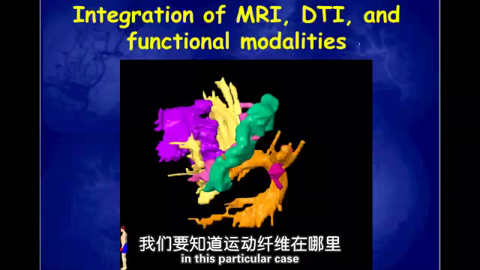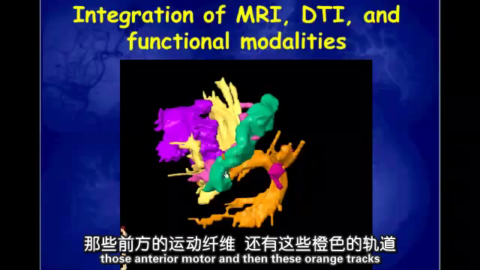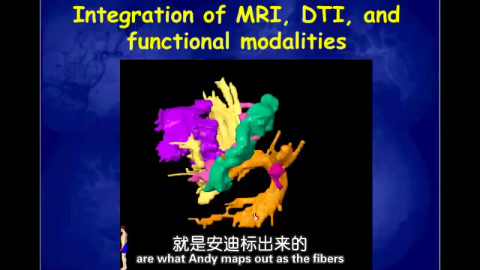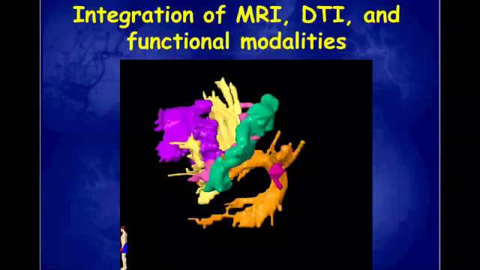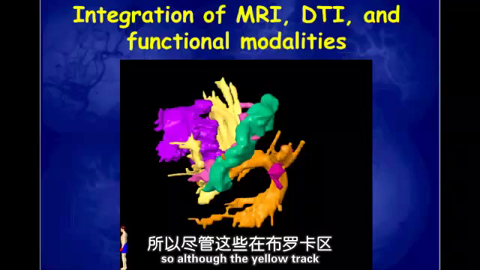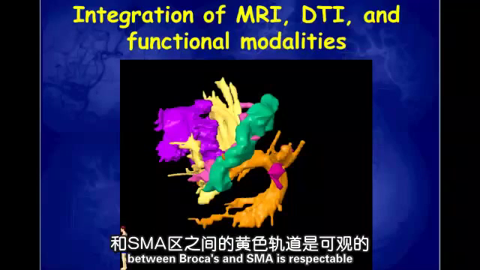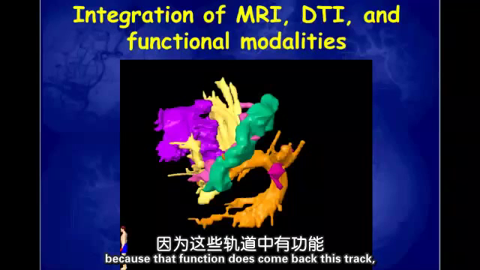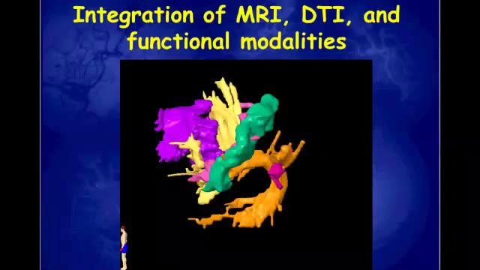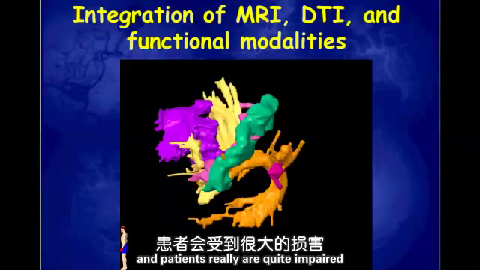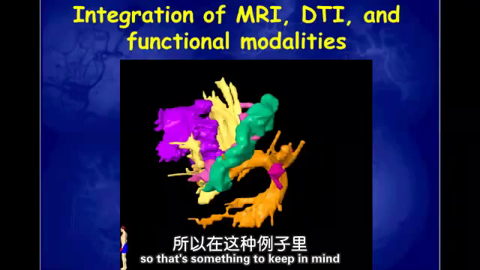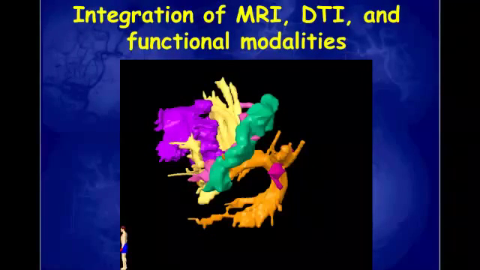In this particular case, it was anterior to motor, and then these orange tracks are what Andy maps out as the fibers between Broca's and Wernicke's. So although the yellow track between Broca's and SMA is resectable because that function does come back, the orange track between Wernicke's and Broca's, if you resect that, you get a global aphasia, and patients really are quite impaired. So that's something to keep in mind in these types of cases.